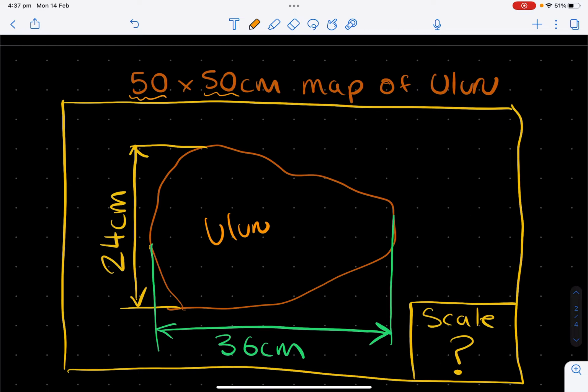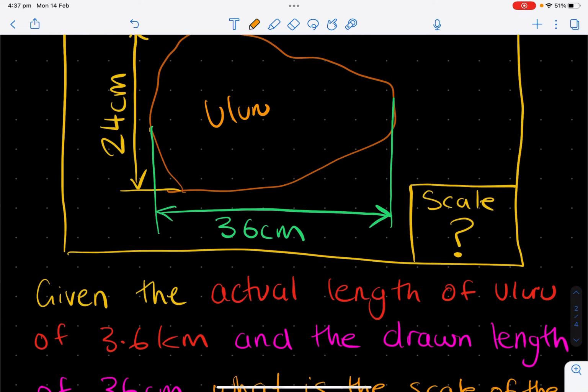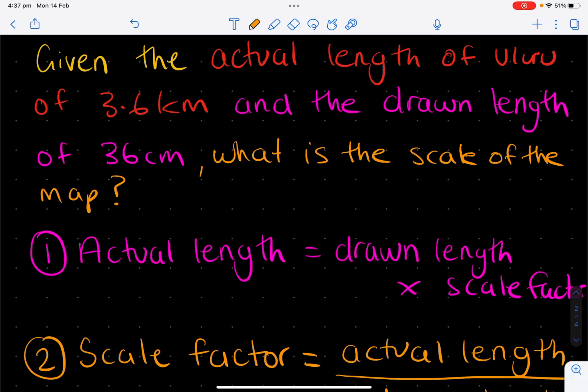given that the actual length is 3.6 kilometers by 2.4 kilometers. So the question that will be guiding this video is: given the actual length of Uluru of 3.6 kilometers and the drawn length of 36 centimeters that you saw in that map just then, what is the scale of the map?